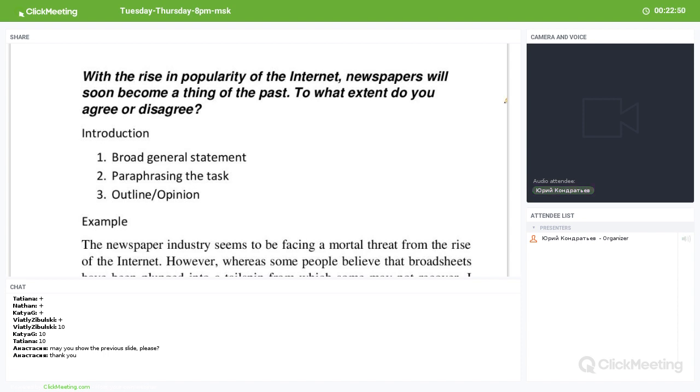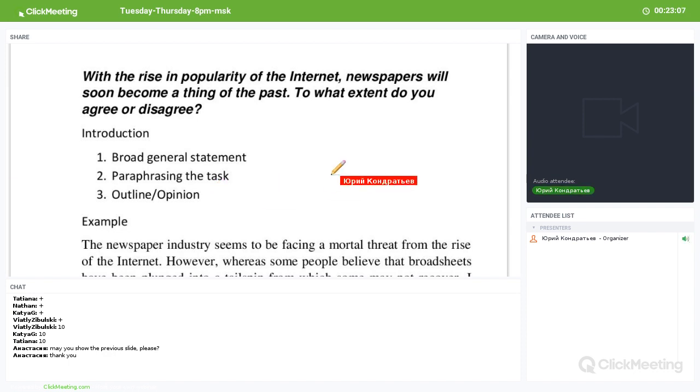Then you paraphrase the task. Basically, you've already paraphrased the task. And then you express your opinion. So while some people believe that newspapers will disappear completely, I tend to think that some of them will still remain and just transform, something like this.